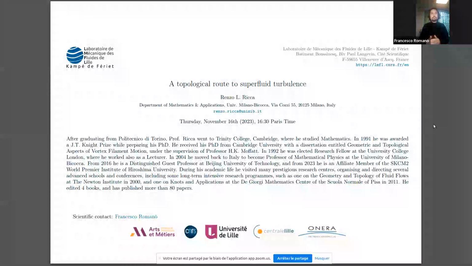So after graduating from Politecnico di Torino, Professor Ricca went to Trinity College, Cambridge, where he studied mathematics. In 1991, he was awarded the Knight Prize while preparing his PhD. He received his PhD from Cambridge University with a dissertation entitled Geometric and Topological Aspects of Vortex Filament Motion under the supervision of Professor Moffatt. In 1992, he was elected Research Fellow at University College London, where he also worked as a lecturer. In 2004, he moved back to Italy to become Professor of Mathematical Physics at the University of Milano Bicocca.